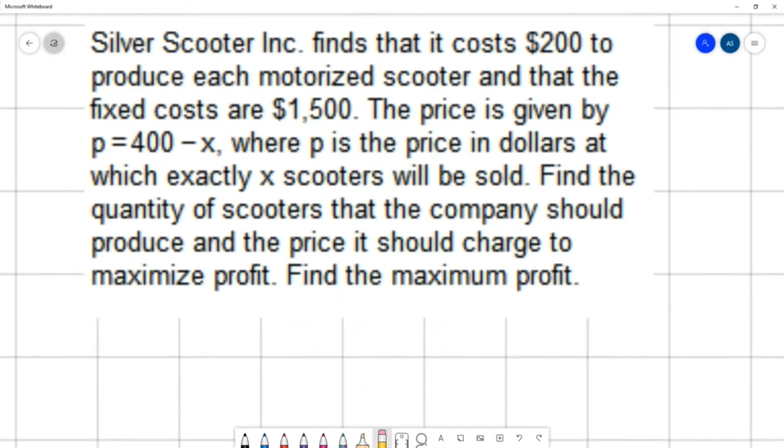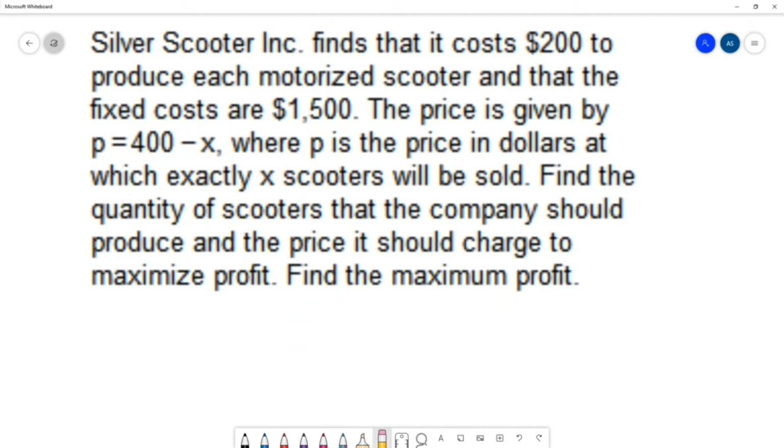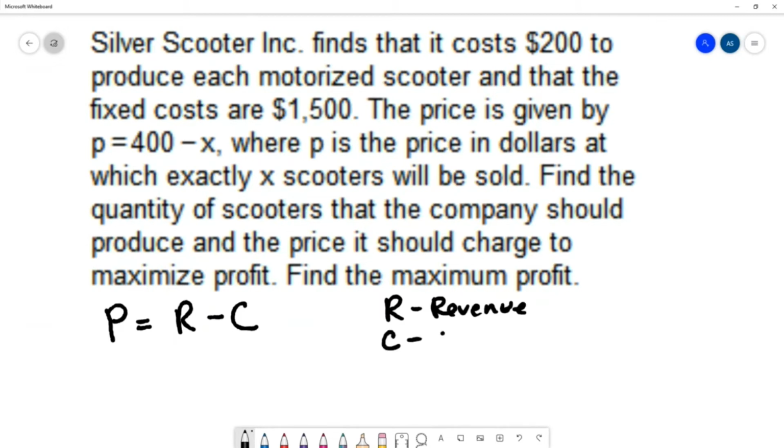Let me go over a few of the formulas. You'll notice here that we want to maximize profit. Now profit, the business formula of profit, can be found by doing revenue minus cost. So this gives us some of the information that we need. I know that I need to find the revenue function, and I need to find the cost function in order to find the profit function.